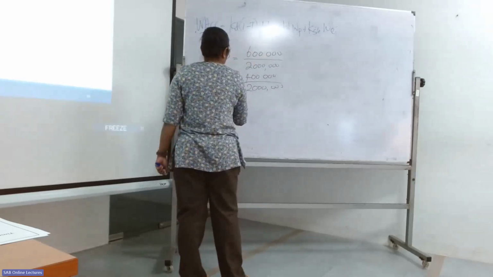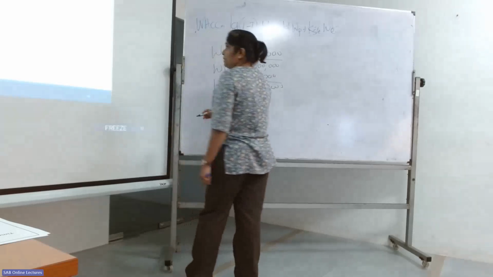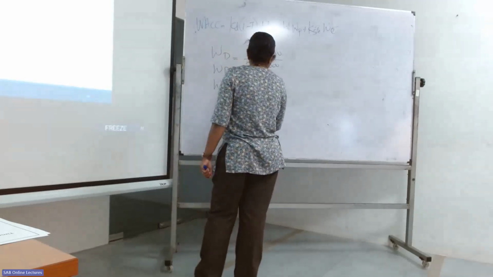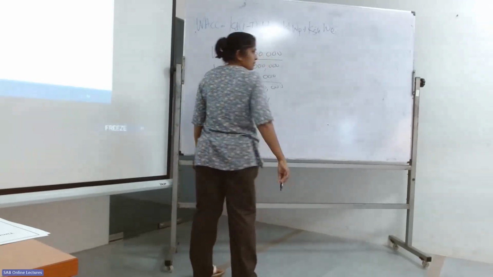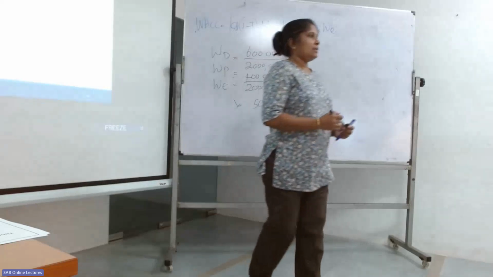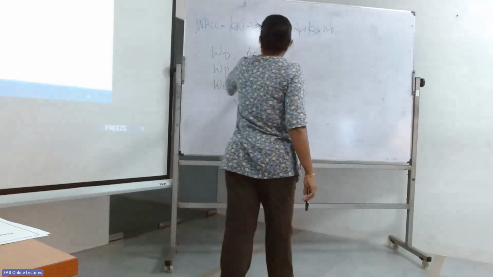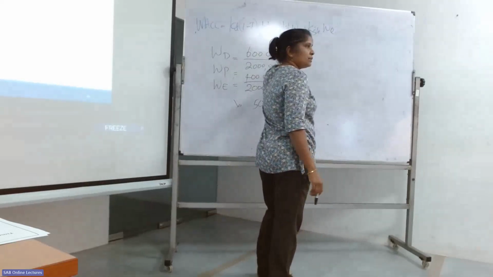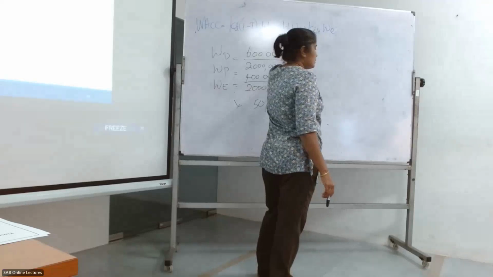The equity is 1 million, so that means 50% from the equity capital. So then how much is the weight on the debt? 30%. Weight on the debt?